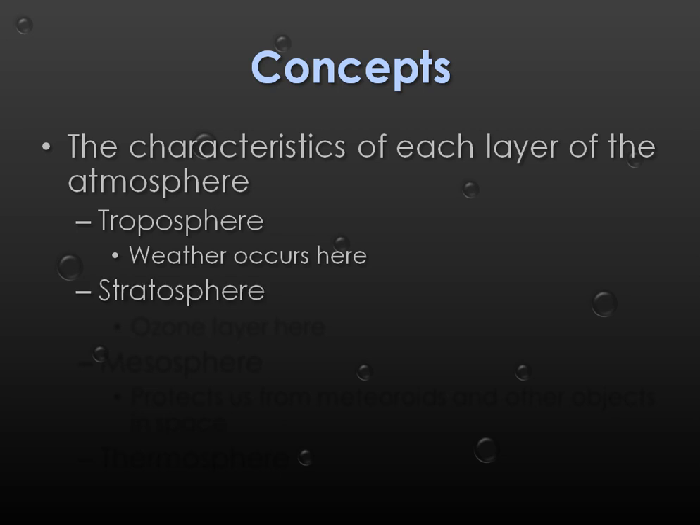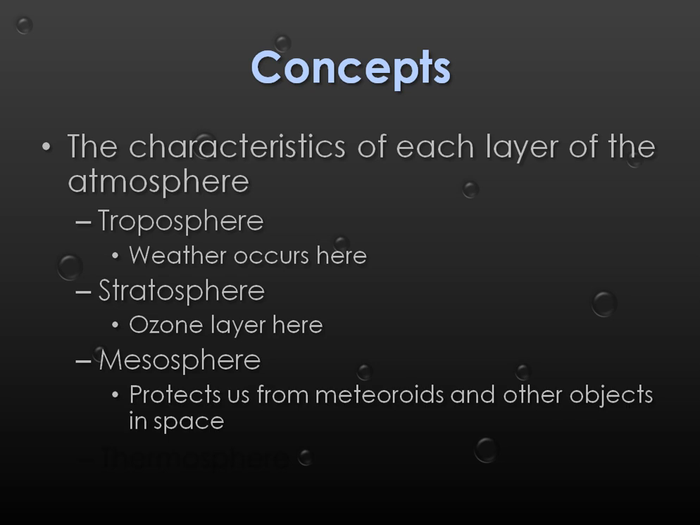The stratosphere is actually where the ozone layer is, and that helps protect us from the UV rays coming from the sun. It helps to keep us nice and safe. The mesosphere also helps us out. It actually protects us from meteoroids and other objects in space. If they are coming towards Earth, they will actually burn up in the mesosphere to help protect us. And then finally, there is the thermosphere. That is the outermost of the main layers of the atmosphere.